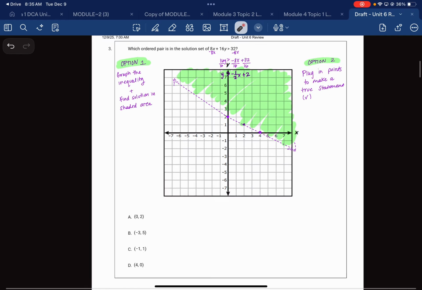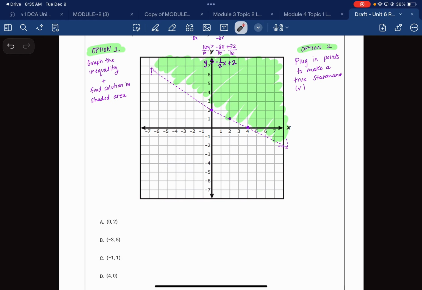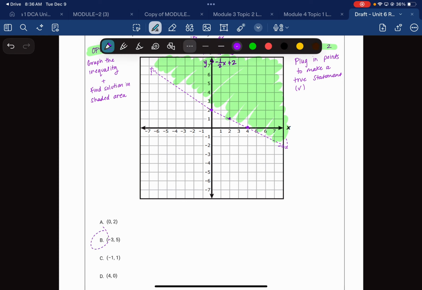So like here's my graph. What are my points? (0, 2). So (0, 2) is right here. That is not a solution. (-3, 5) is right here. That is a solution. (-1, 1). Not a solution. And (4, 0). Bam. Anytime you're on a dotted line, that can never be your solution. It has to be a solid line. All right, so this is going to be your answer A or B.